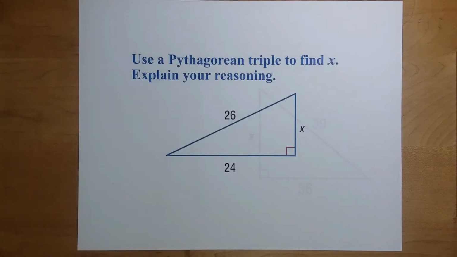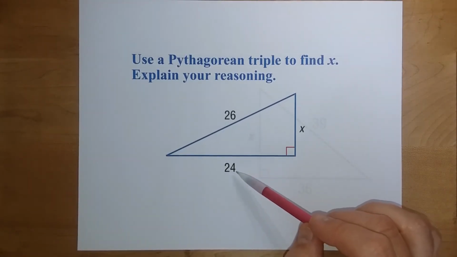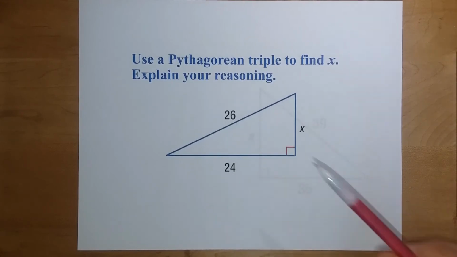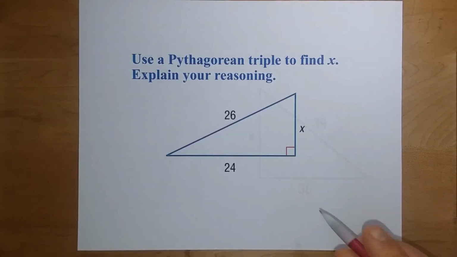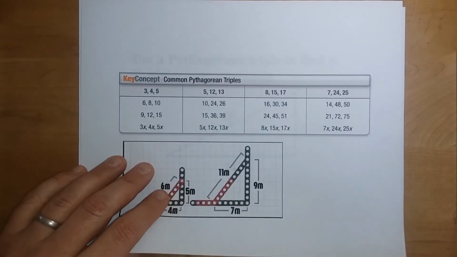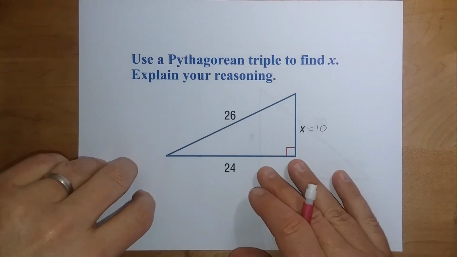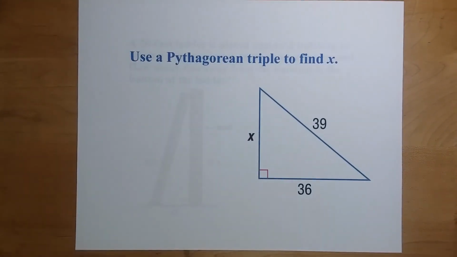Here, could we use a Pythagorean triple to find x? Well, if you forgot your Pythagorean triples, you can always go back to the Pythagorean theorem, but you might recognize these guys. If you divide these by 2, this is 12, and this is 13, and you get x would be 5. So in this case, x would equal 10. It's a multiple of that 5, 12, 13 triple. 10, 24, 26. If you remember the Pythagorean triples, they save you time. If you forget them, don't panic. Just use the Pythagorean theorem.